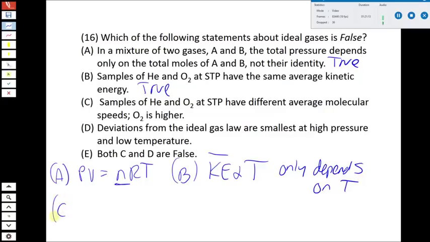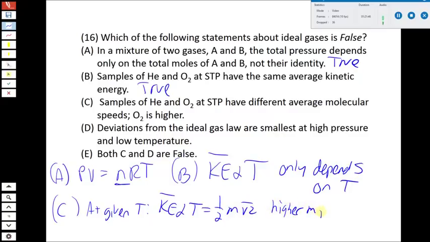All right, choice C. Samples of helium and O2 at STP have different average molecular speeds. O2 is higher. So let's think about if this one is true. So at a given temperature, as we just said, the kinetic energy is proportional to the temperature. Kinetic energy is equal to 1/2 mv squared. All right? So these 2 gases will have the same average kinetic energy, but because kinetic energy is the product of mass and the square of the velocity, they won't have the same velocity. So whichever one has a larger mass is going to have smaller velocity, and vice versa.